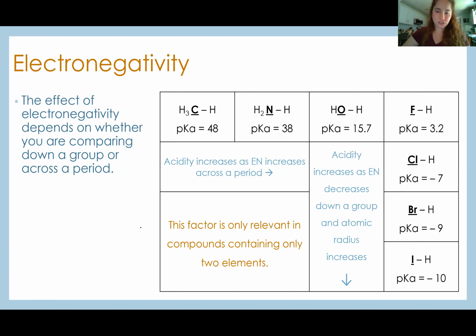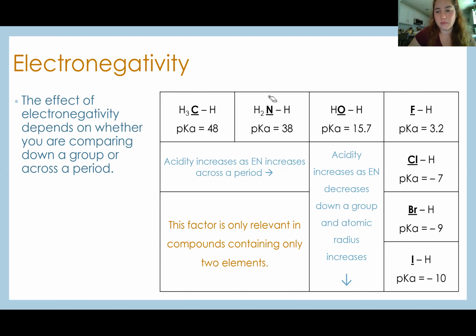So our first trend is electronegativity, and this one's kind of bizarre. First of all, this only matters when you're looking at compounds that contain only 2 elements. So methane only has carbon and hydrogen. Ammonia only has nitrogen and hydrogen. Water only has oxygen and hydrogen. So these are all compounds that only have 2 elements here.